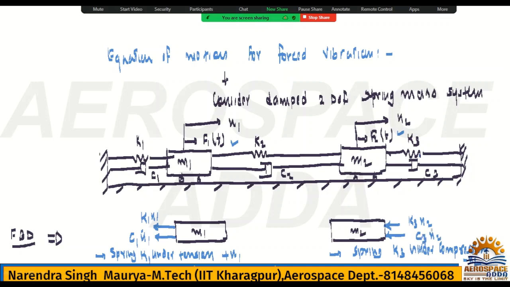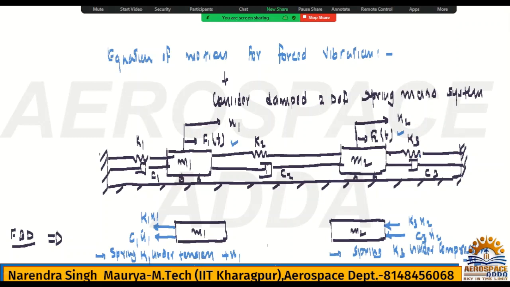All right, so now the same thing you also do here, because if you check for this spring K2, this spring K2 will also be under tension. Okay, why will it be under tension? Because this mass M1 is moving in forward direction, but M2 is also moving in forward direction. So the overall impact over this spring K2 will be tension.